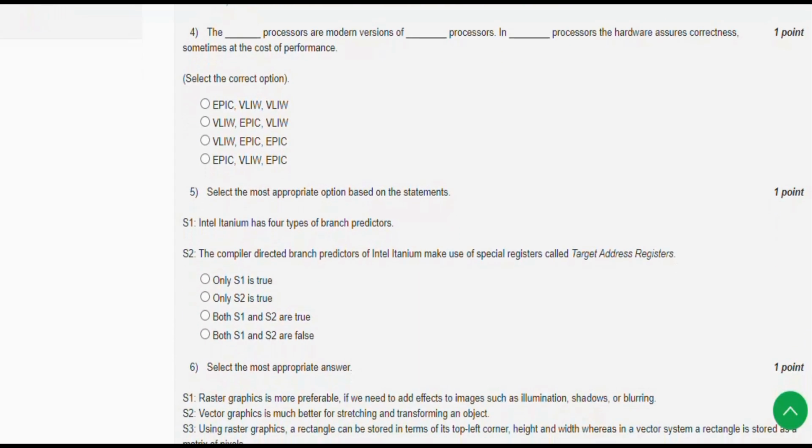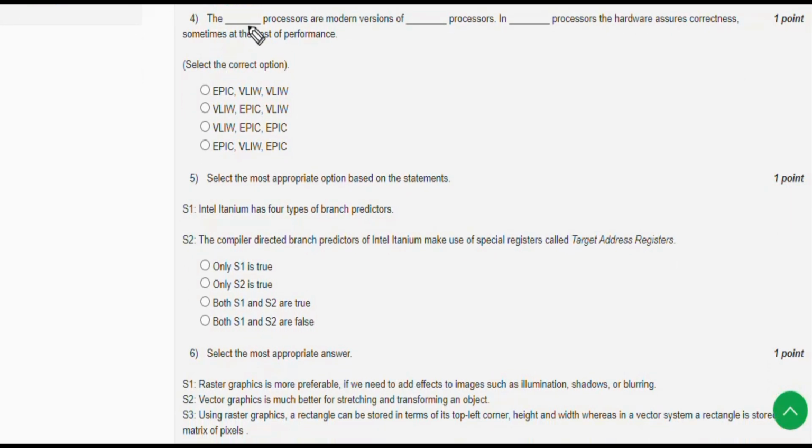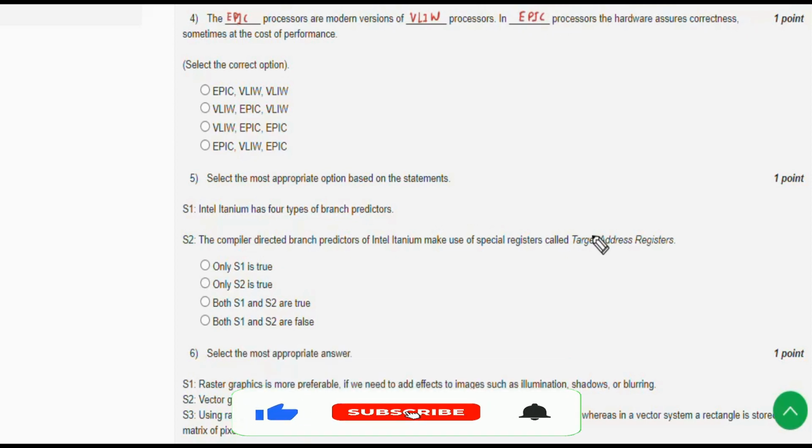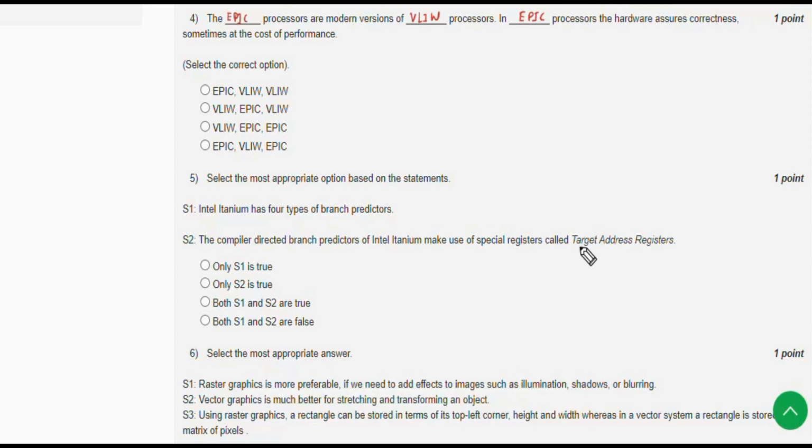Now moving into the next question, question number 4. The dash processors are a modern version of dash processors. In dash processors, the hardware assures correctness, sometimes at the cost of performance. Okay, here EPIC processors are a modern version of VLIW processors. In EPIC processors, the hardware assures correctness, sometimes at the cost of performance. So friends, this option will be the correct answer. So I select that one.